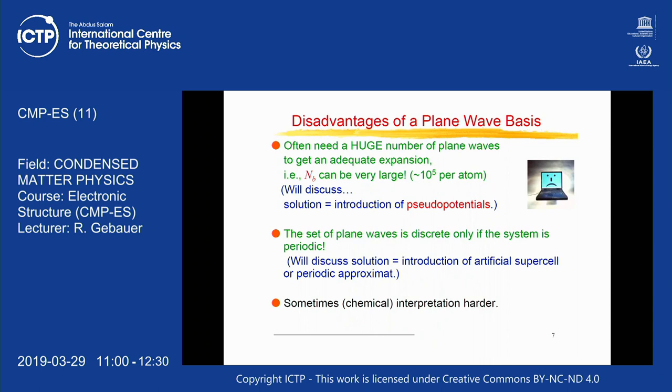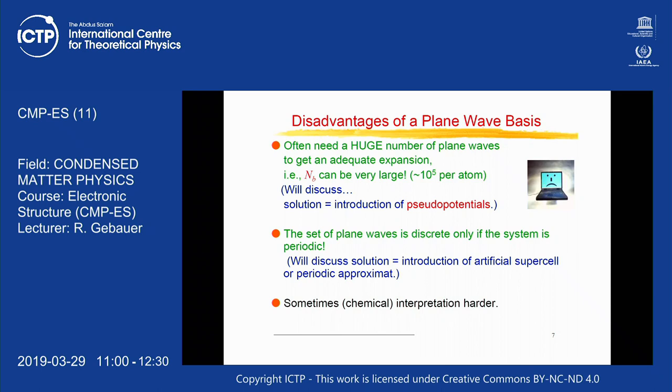So the disadvantages, I've mentioned them, there are many of them. You can easily have 100,000 plane waves per atom in your system, so the Hamiltonian has a huge dimension. But so-called pseudo-potentials, which are the last thing I would like to introduce later today, help you to reduce the number of plane waves. And plane waves are really useful only if your system is periodic.